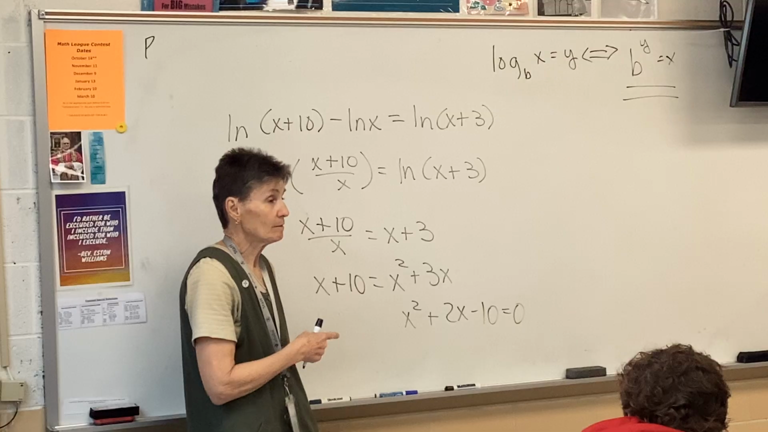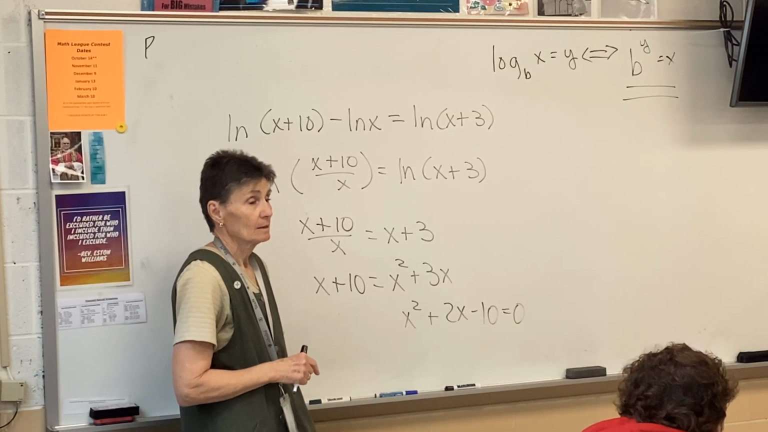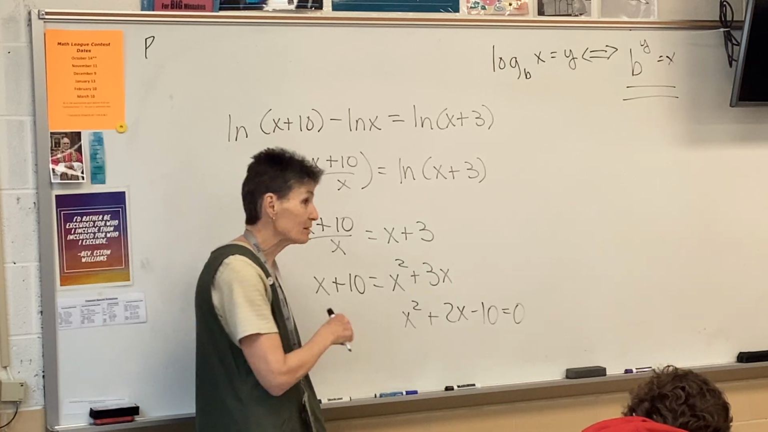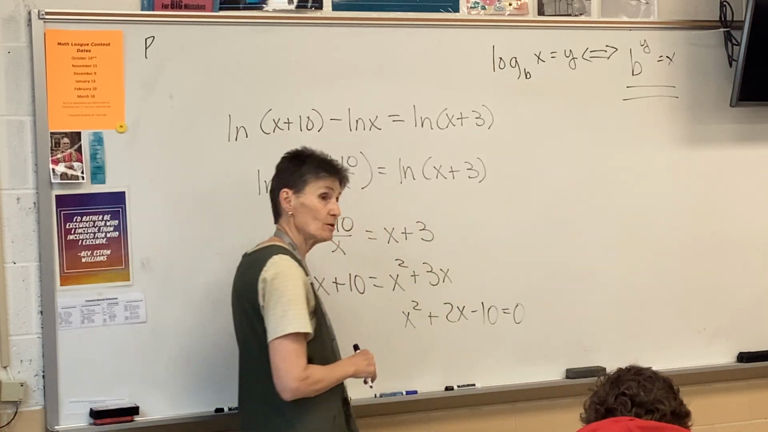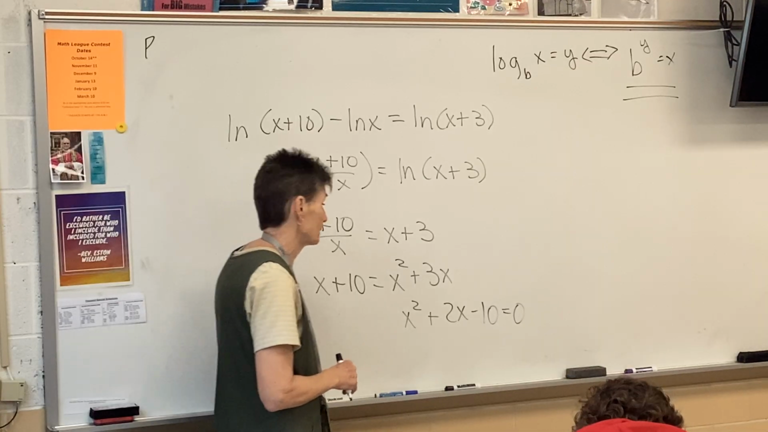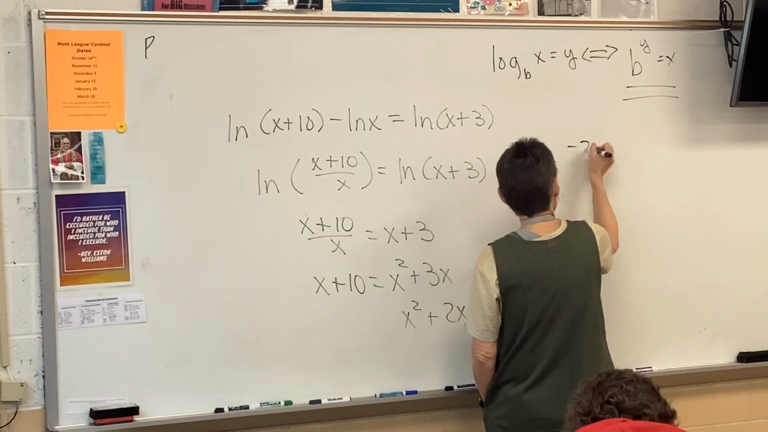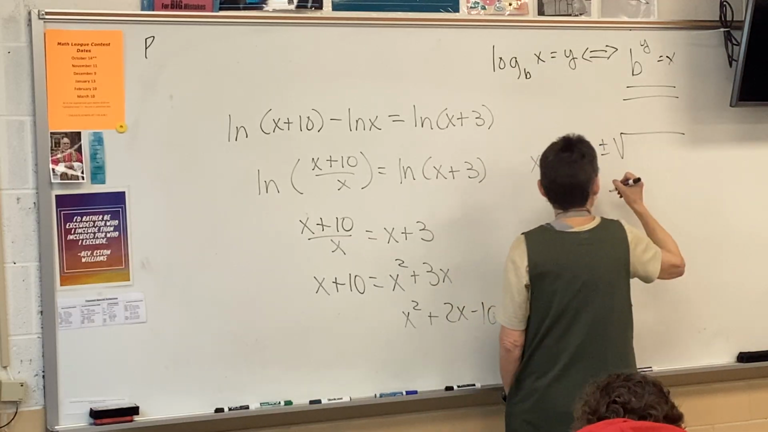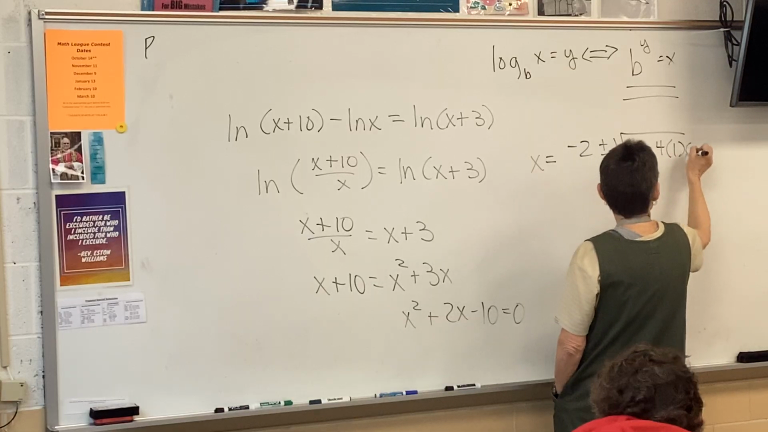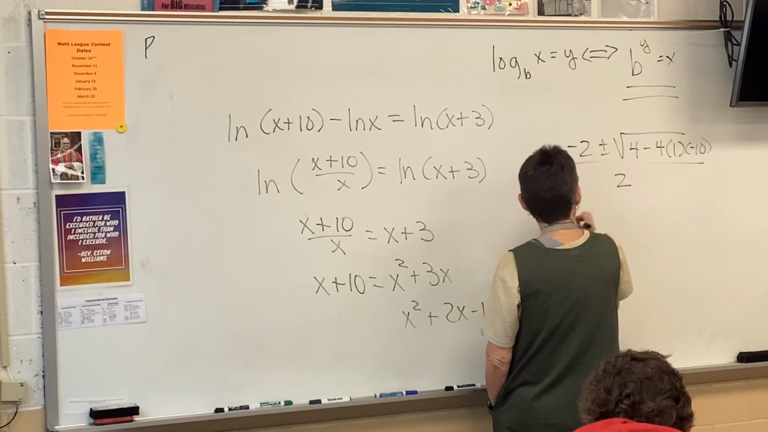Solve this equation. How do I solve an equation that looks like that? Quadratic formula, it's a quadratic equation. You can either complete the square, if you like to do that, or you're gonna use the quadratic formula. So x equals negative b plus or minus the square root of b squared minus 4ac all over 2a.